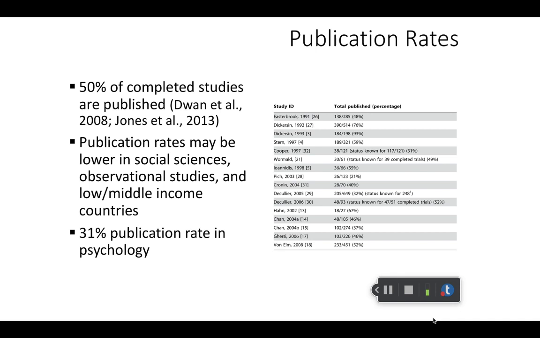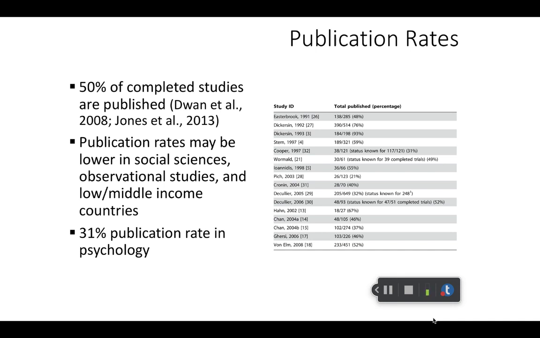And here the Jones et al. study, published in 2013, is a study of very large randomized controlled trials in medicine, huge studies involving thousands of people. They found that only half of those studies were ever published. The other studies exist in government archives or in somebody's file drawer. We also know that publication rates may be even lower than that in the social sciences, for observational studies, and in low and middle income countries.